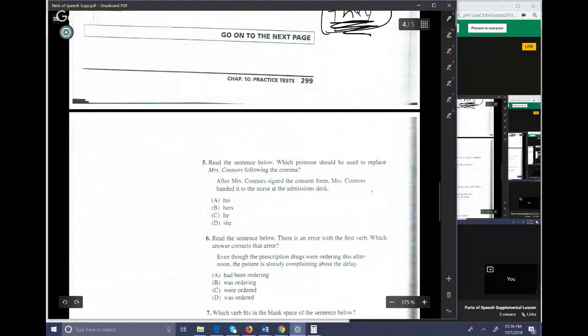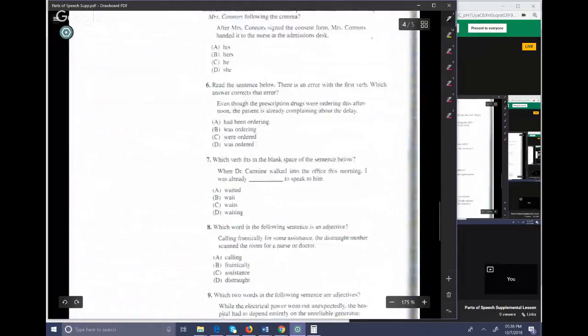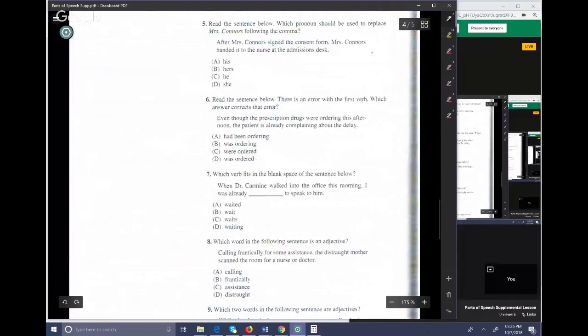Let's see, on the next page, I'm going to go to number 6. Number 6 is another different type of question. It says, read the sentence below. There is an error with the first verb. Which answer corrects that error? So we need to find the first verb. Even though the prescription drugs were ordering. So this is the first place that we see an action. Even though the prescription drugs were ordering this afternoon, the patient is already complaining about the delay.